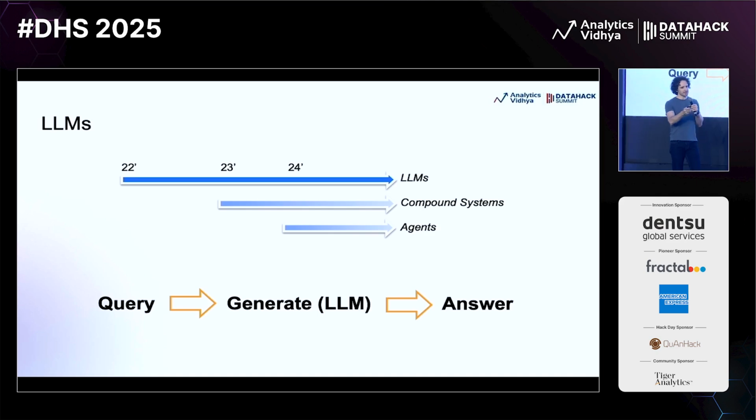But in the end, everything started in 2022. In 2022, we started working with LLMs. When we work with LLMs, in a nutshell, we have a query, we have a generation step, and then we get an answer. The generation step is based on a model that has been trained on some data.